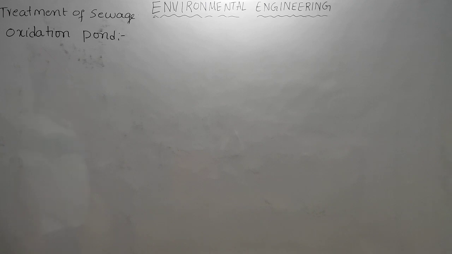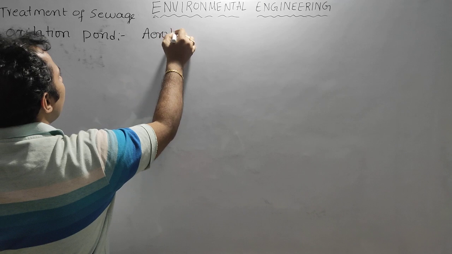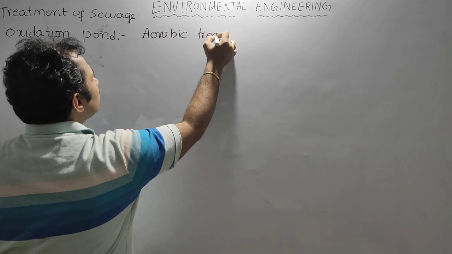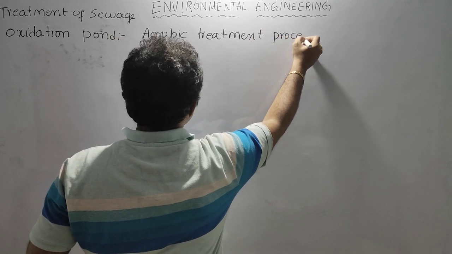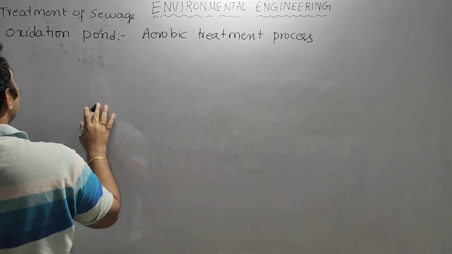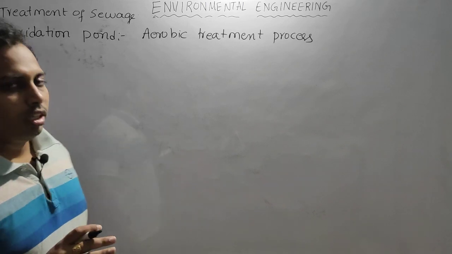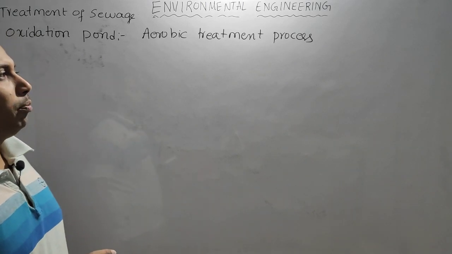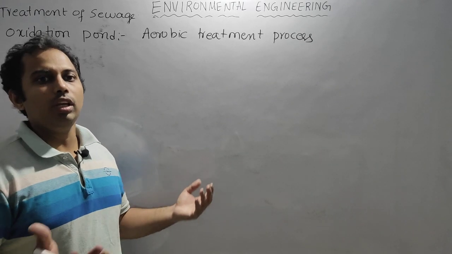The oxidation pond will have a maximum depth of 0.5 meter, because it is an aerobic treatment process. To allow air to flow into it, the depth of the oxidation pond is generally restricted to 0.5 meter. It is like a shallow pond which we see in our vicinity.